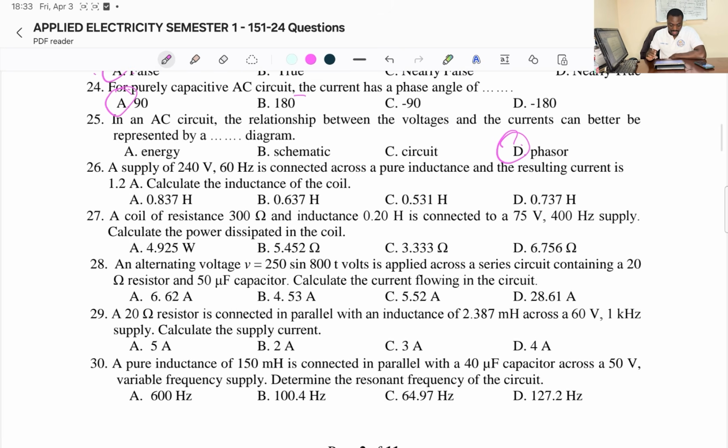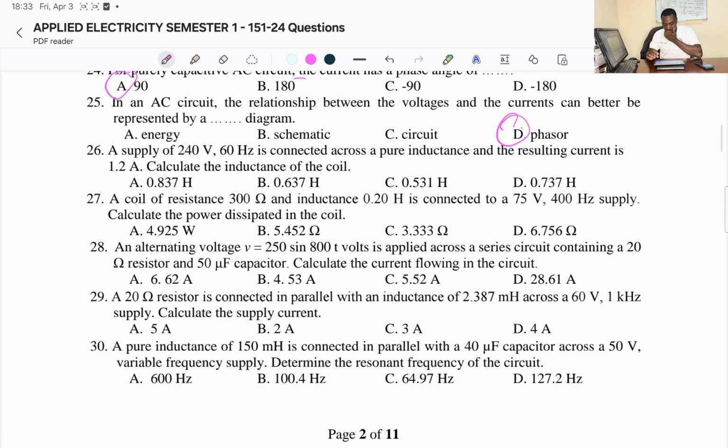Question 26. A supply of 240 volts, 60 Hz is connected across a pure inductance and the resulting current is 1.2 amps. Calculate the inductance of the coil. When we talk about pure inductance, we are talking about a purely inductive AC circuit. That simply means that you have an alternating voltage connected to an inductor, only. This is what we call a purely inductive AC circuit. That's a pure inductance. That's what they mean here.